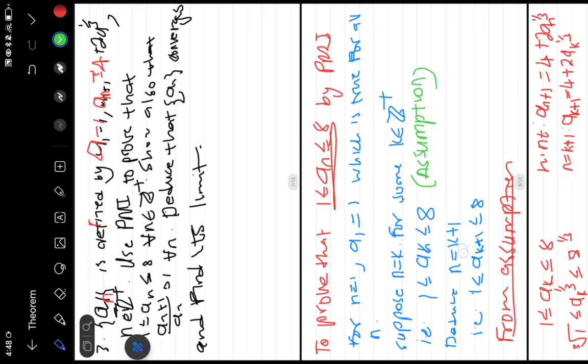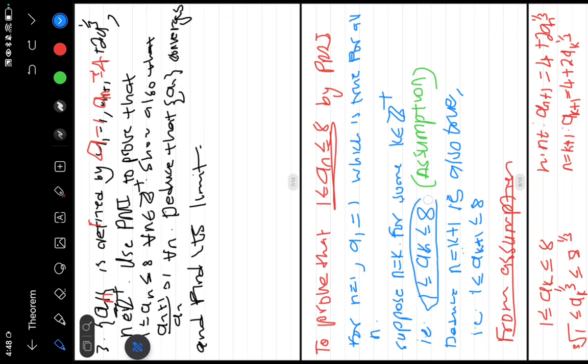And then we deduce that n equals k plus 1 is also true. So the aim now is to take this assumption and change a of k to this. That's what I did before. I took a of k and changed it to this. Then I can substitute a of k plus 1 there, and I must find that it's less than 8. That's what I'm interested in. You may find that most of the time this one will change, but this remains the same.